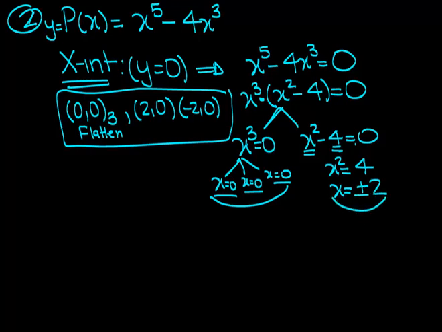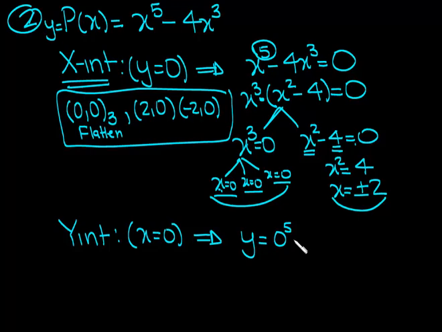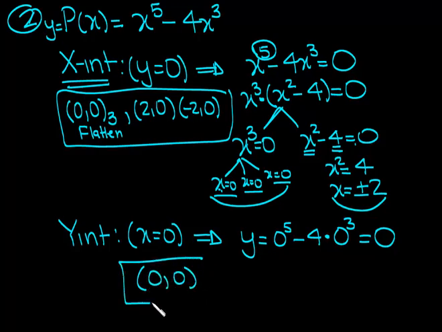Now earlier we learned that the number of zeros of a polynomial is equal to the degree of that polynomial, and in this case the degree was 5, so we had 5 zeros: 1, 2, 3, 4, 5. Next we want to find the y-intercept. To find the y-intercept we set x to 0, so we get y is equal to 0 to the 5th power minus 4 times 0 to the 3rd power, so we just get 0. So my y-intercept is just 0, 0, because y is 0 and x is 0.